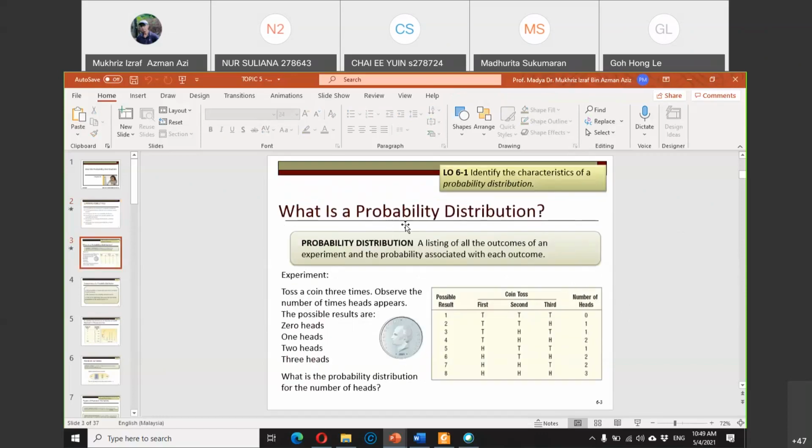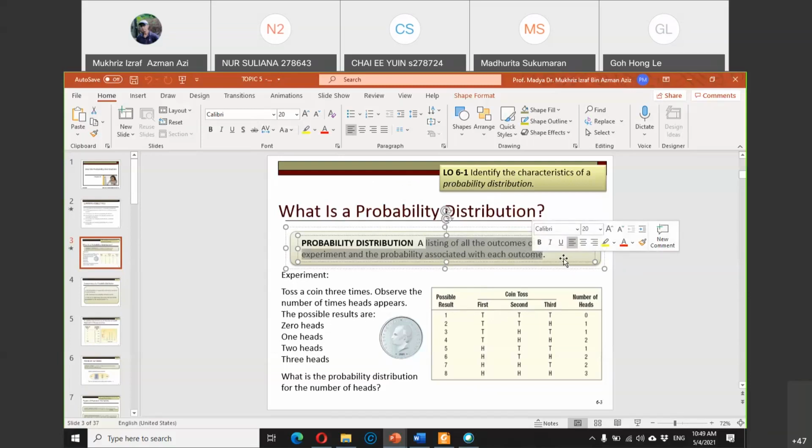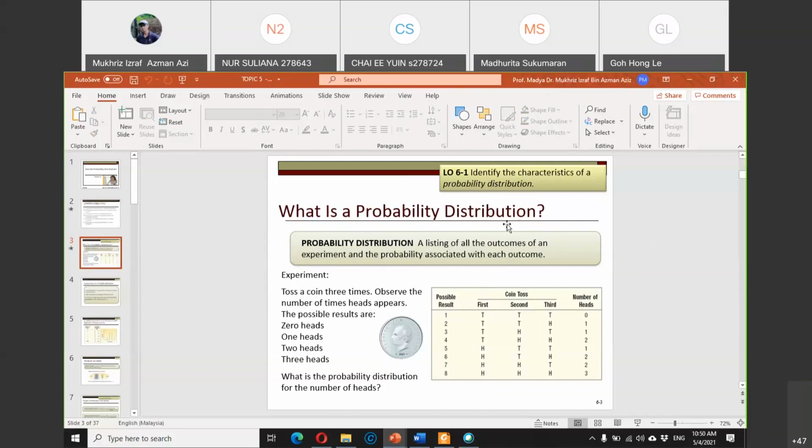So what is a probability distribution? For the rest of the syllabus, not only chapter number 4, although the way the distribution table is displayed might be different, the concept remains very similar. A probability distribution is a listing of all outcomes of an experiment and the probability associated with each outcome. You list down the probability of all the possibilities if you do an experiment, take into account all of the possible outcomes, and put them in the table. That is what we call a probability distribution.